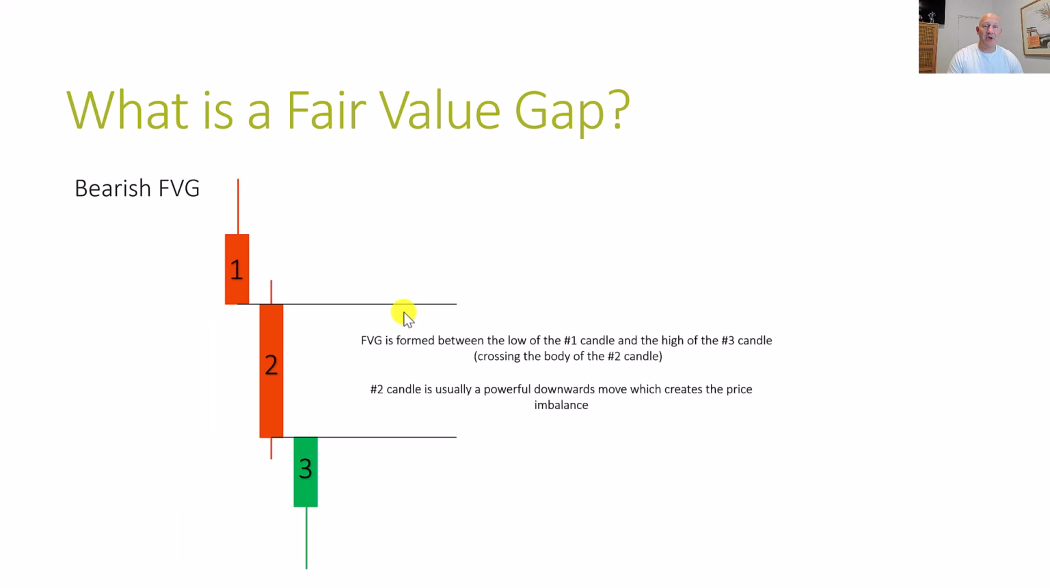As you'd expect, your bearish fair value gap is just the opposite of the bullish fair value gap. So we're looking again at our 3-candle formation, 1, 2, 3, and that second candle is a powerful down close candle.